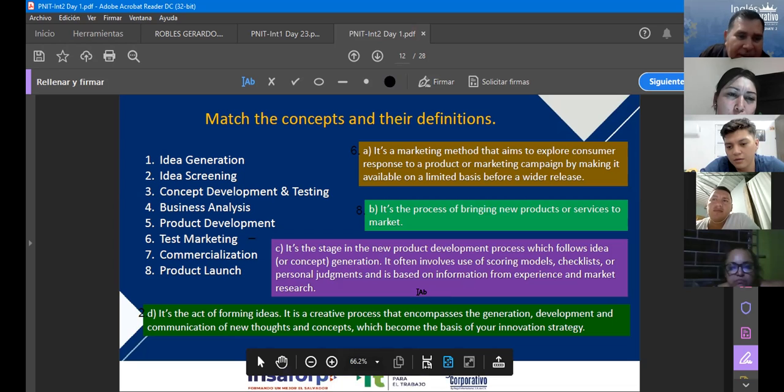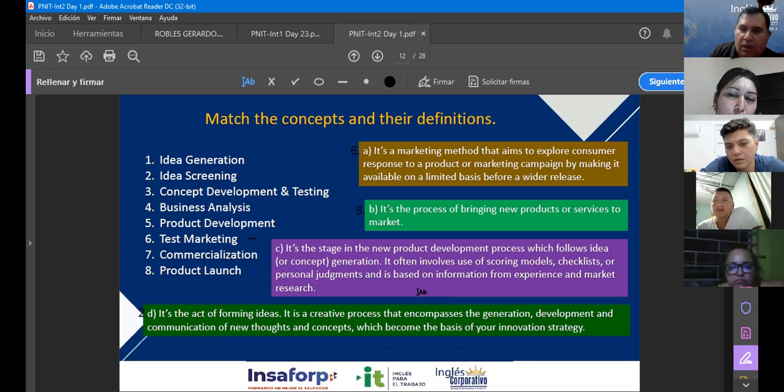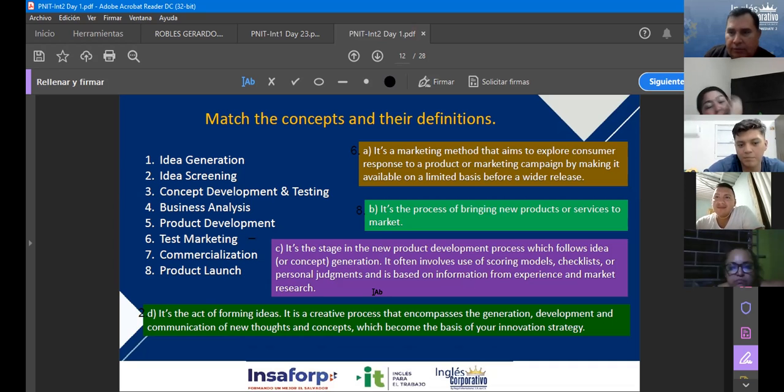And then test marketing: you have a prototype or a small product, and this is limited production, because you will see if people accept it or not. If people accept it, you produce more. If they don't, you don't produce more. Commercialization is the distribution in stores, selling. You bring it into the market. Product launch is when you first introduce the new product to the market.